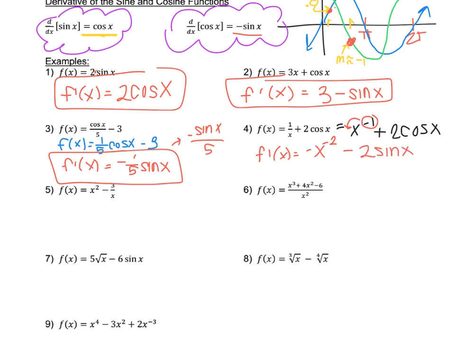Okay, so I'm not totally finished here because our final answer shouldn't have any negative exponents in it. So instead of negative x to the -2, we can rewrite this as -1 over x to the +2 minus 2 sine of x.